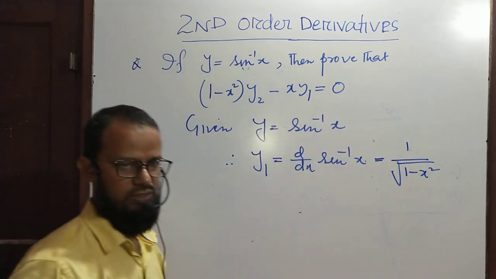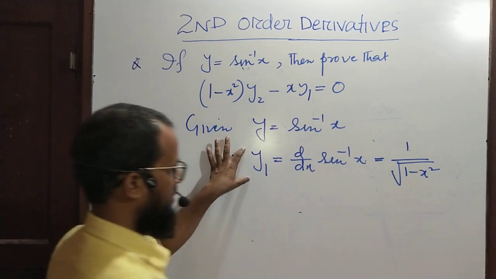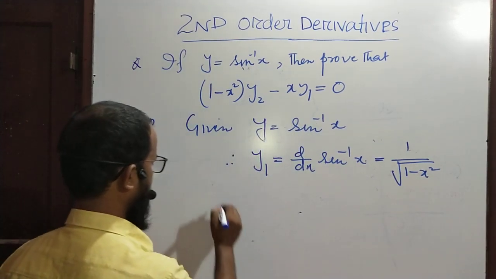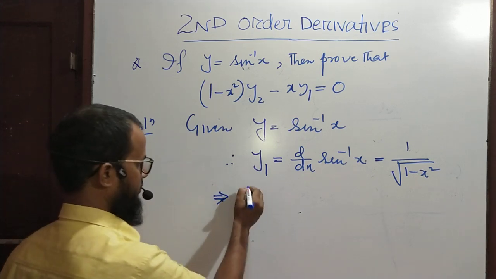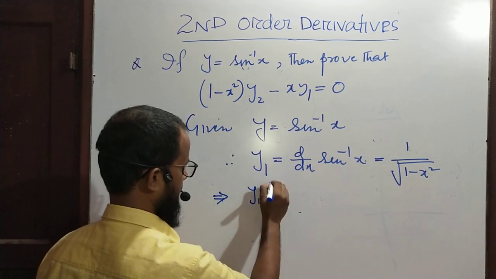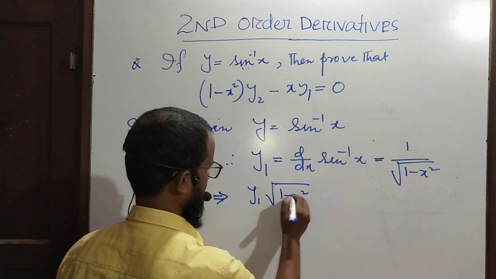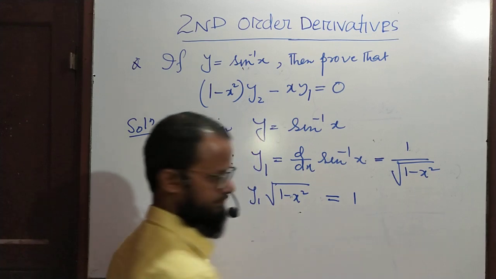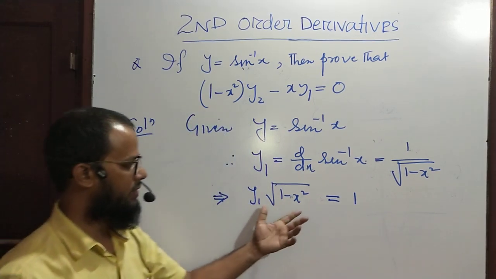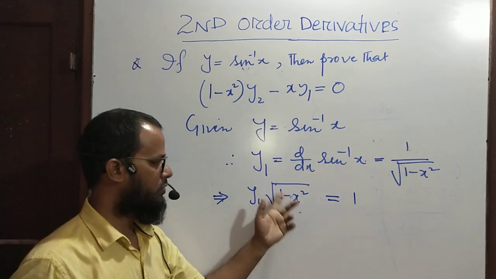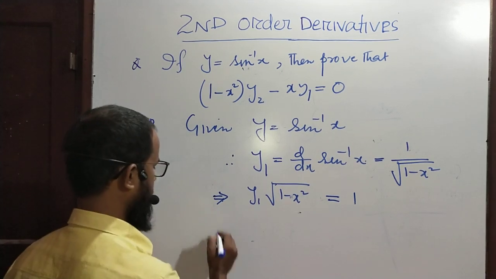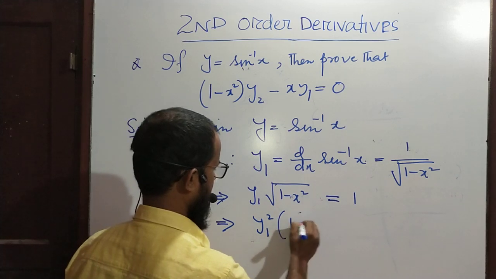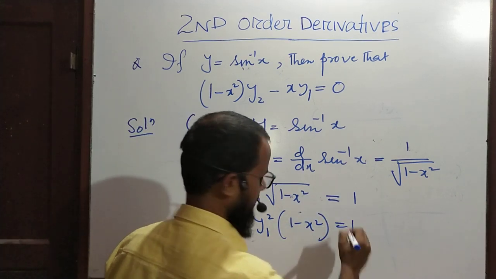Whenever you get such type of relations, with something under a square root, your first aim is to cross multiply both sides. You will get y1 into root over 1 minus x square is equal to 1. And then the next step is, you have to remove the square root. And how to remove the square root? You have to square both sides. You will get this result.